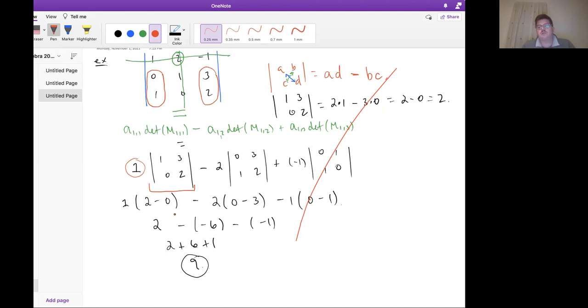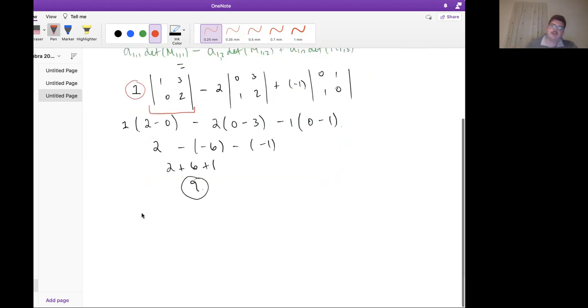So after all these calculations, we find that the determinant is 9. Does that tell you anything about the singular, non-singular aspect of this matrix? It's non-singular, yeah. So the matrix is non-singular. What would tell you a matrix is singular? If the determinant is 0.